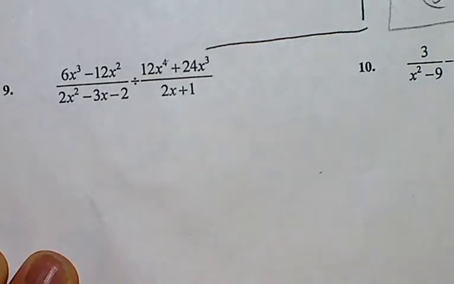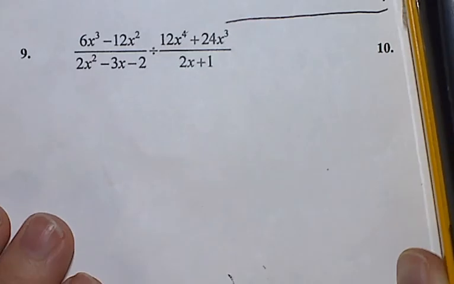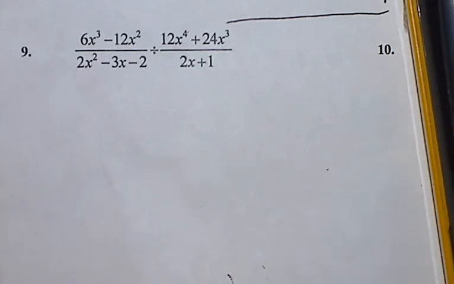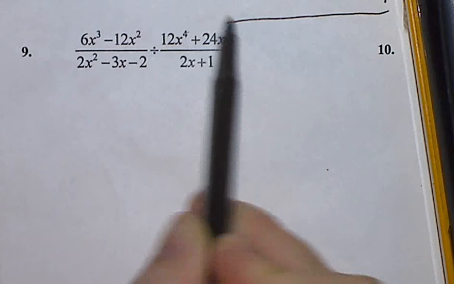Now, what's different about number 9? If you remember back to 4th and 5th grade, when you start working with fractions and you start dividing fractions, division turns into multiplication and you always flip the second fraction.